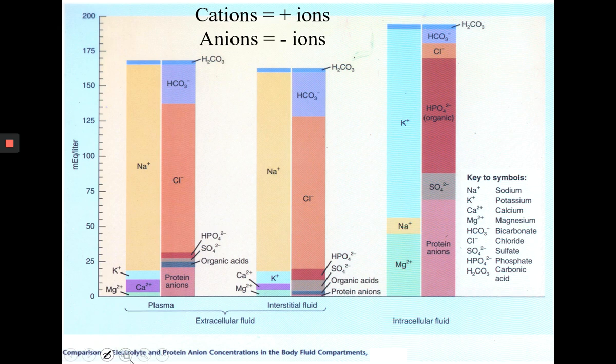طيب لو جينا هون الاكسترا سيلولار فلويد والانترا سيلولار فلويد، الاوزمولاريتي للاكسترا سيلولار والانترا سيلولار والانترستيشل has to be the same. يعني هناك في سائل inside the cell, outside the cell, in between the cells. If the osmolality of the intracellular or extracellular is different, water would move from lower osmolarity to higher osmolarity. يعني فرضا الاوزمولاريتي للانترا سيلولار فلويد كانت 250، then water will move from the intracellular to the extracellular عشان تساوي بالاخير. Normally the osmolarity of the intracellular, extracellular, and interstitial is the same.